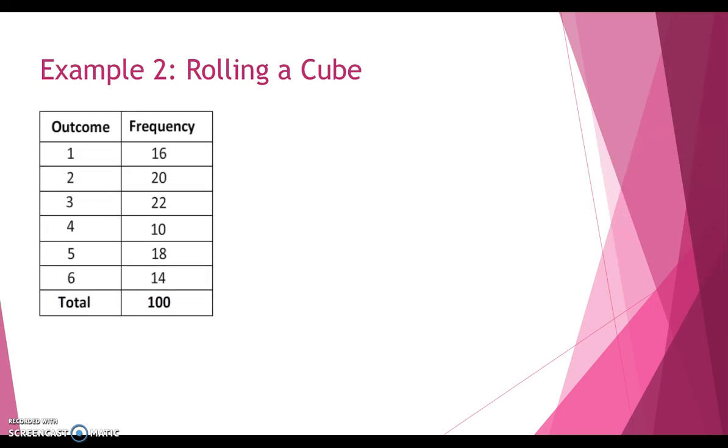Now let's look at rolling a cube. This is an experiment that the people conducted. They rolled the cube 100 times and they got 1, 2, 3, 4, 5, and 6 multiple numbers of times. What is the theoretical probability of rolling a 3? What should happen when you roll this cube? What should happen for the probability of rolling a 3? You should get a 3 1 out of the 6 times. 1 divided by 6 is 0.1667, which is equal to 16.67%.